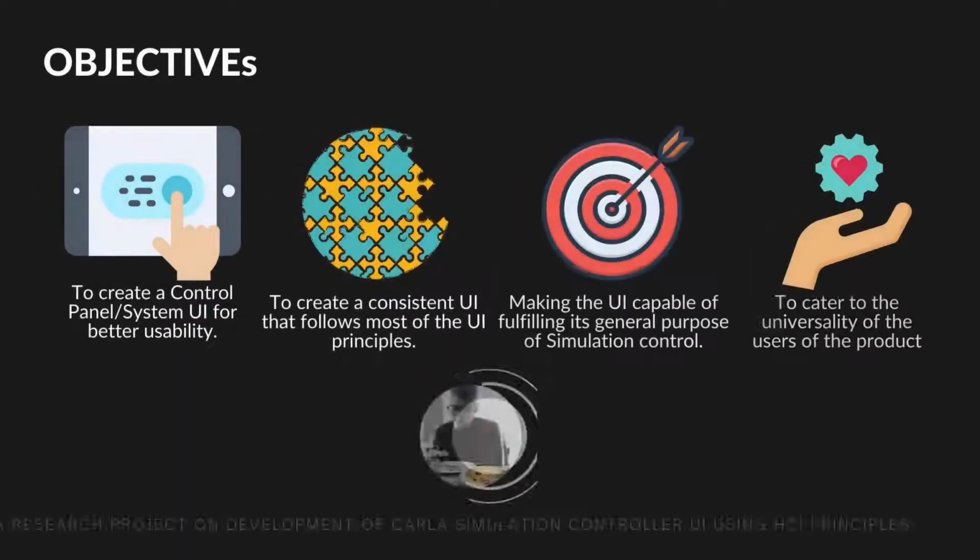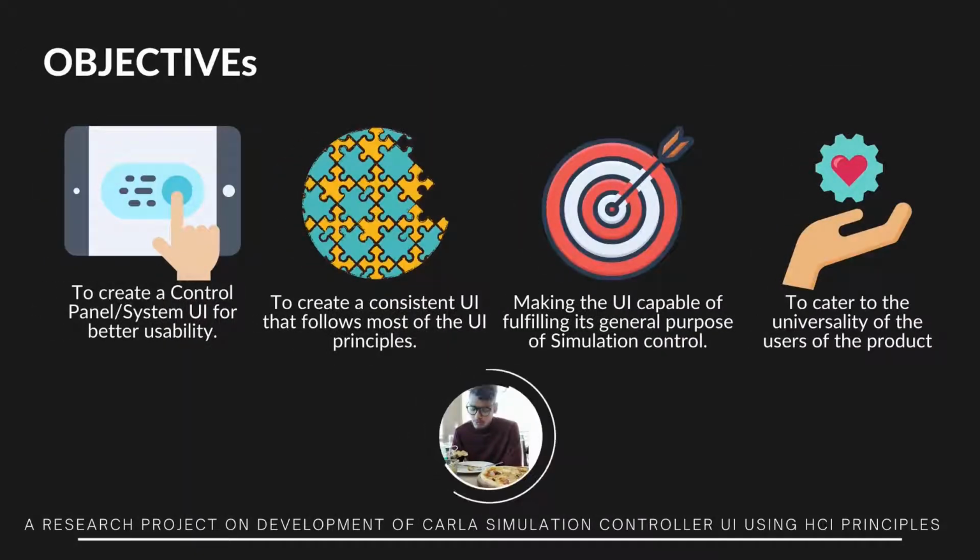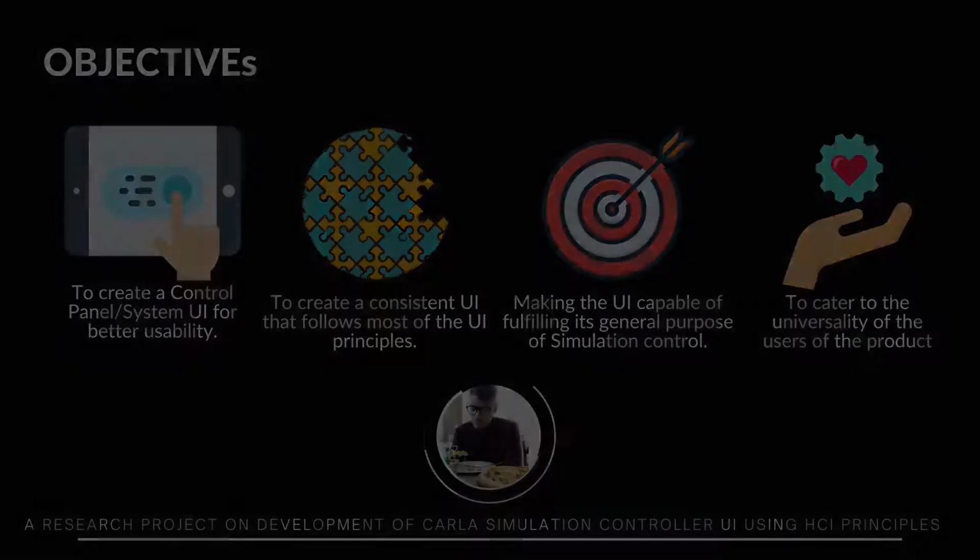Now the objectives we tried to reach while creating the user interface were to create a control panel or the system UI for better usability, to create a consistent UI that follows most of the UI principles, and to cater to the universality of the users of the product. And finally, we tried to justify the objectives and statement with a survey where we found that 75% of the people think it is relevant research to work on.